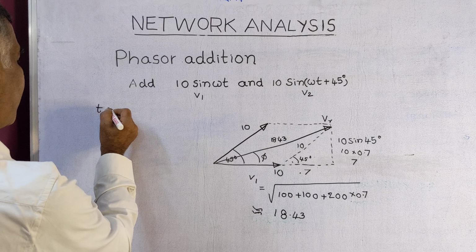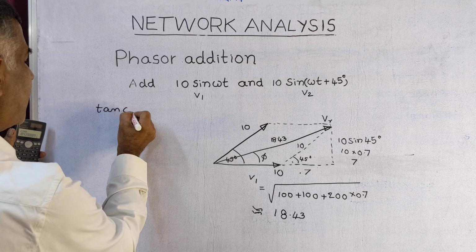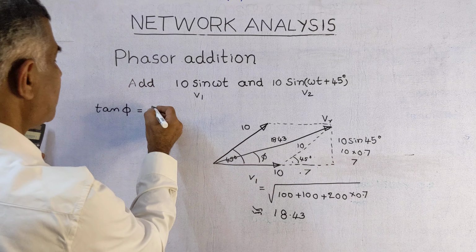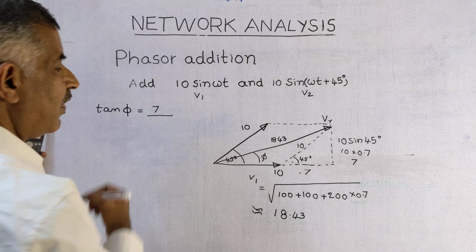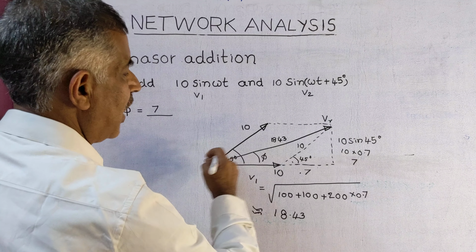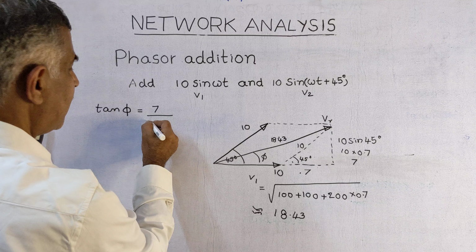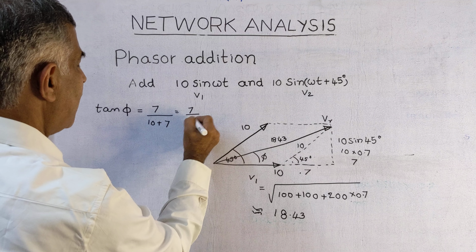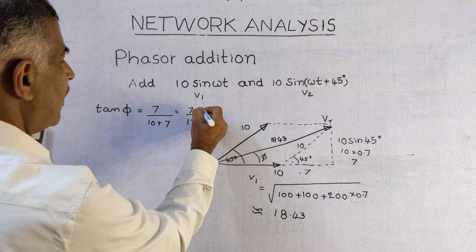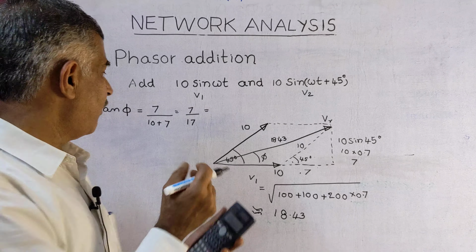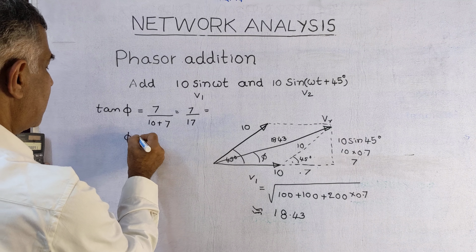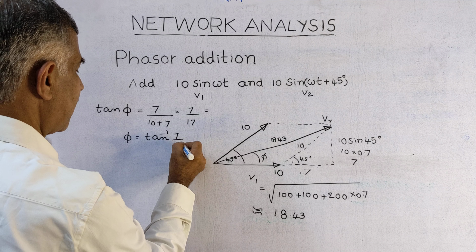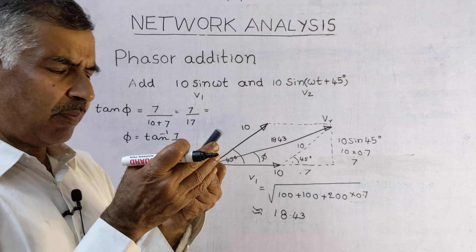So what is tan phi? Tan phi is equal to opposite side by adjacent side. Opposite side is 7, divided by adjacent side, which means 10 plus 7, that is 7 by 70. Therefore phi equals tan inverse 7 by 70.